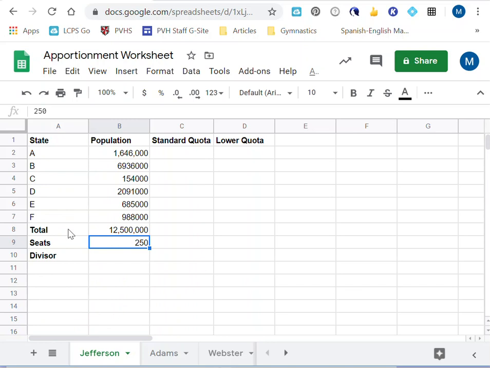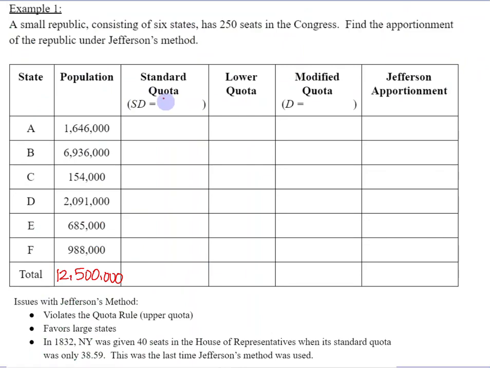Next, I need to find my standard divisor. To do that, I need to take the total population and divide by the total number of seats. Again, you can do that on a calculator, or you can have the spreadsheet do it for you. I'm going to type equals, highlight the population, divided by, highlight the total number of seats, hit enter. So my standard divisor is going to be 50,000. So I'm going to write that here.